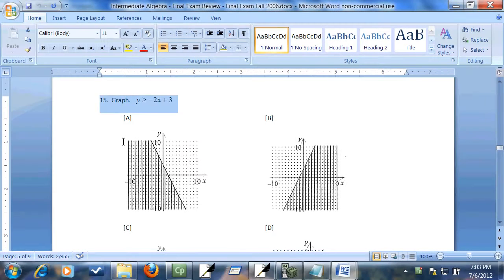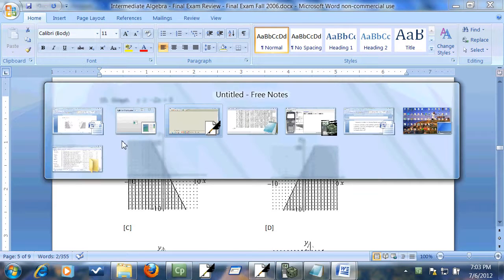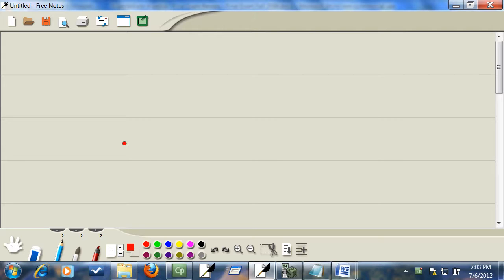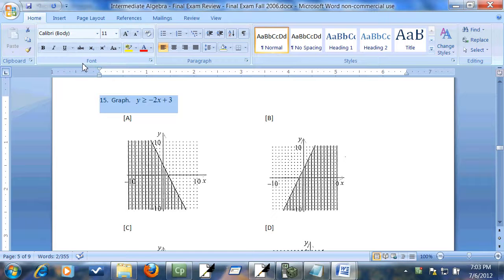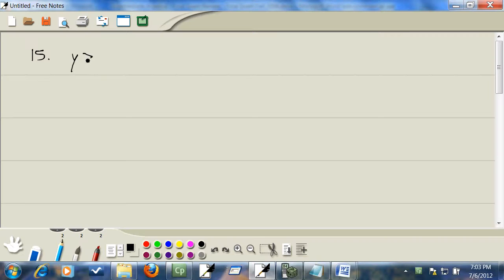Let's take a look at problem number 15. Let me get my color changed back. There it goes. First I'm going to do this by hand, and then I'll show it on the calculator. We got y is greater than or equal to negative 2x plus 3.